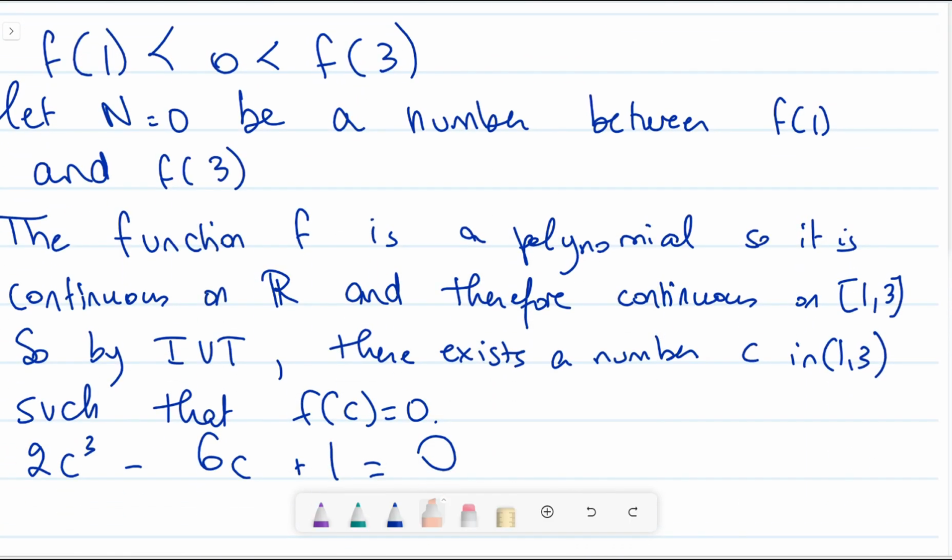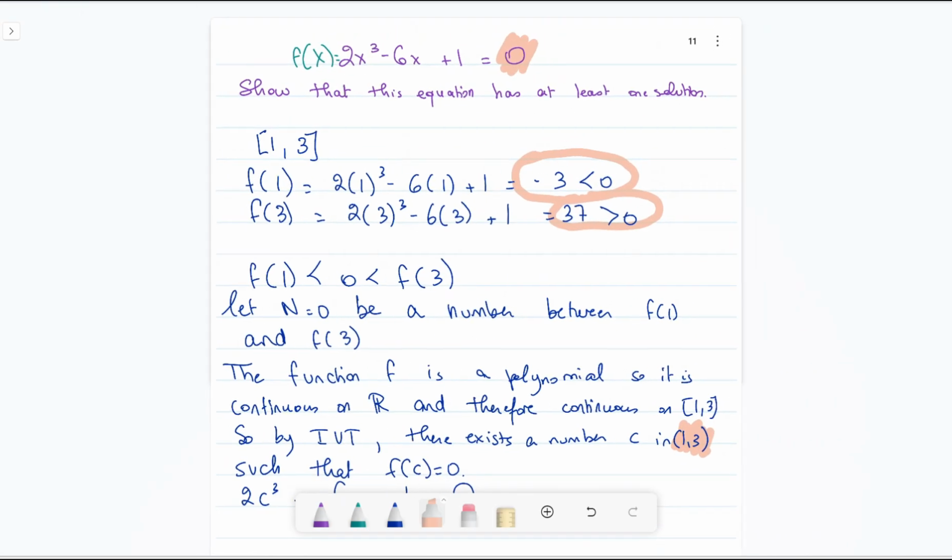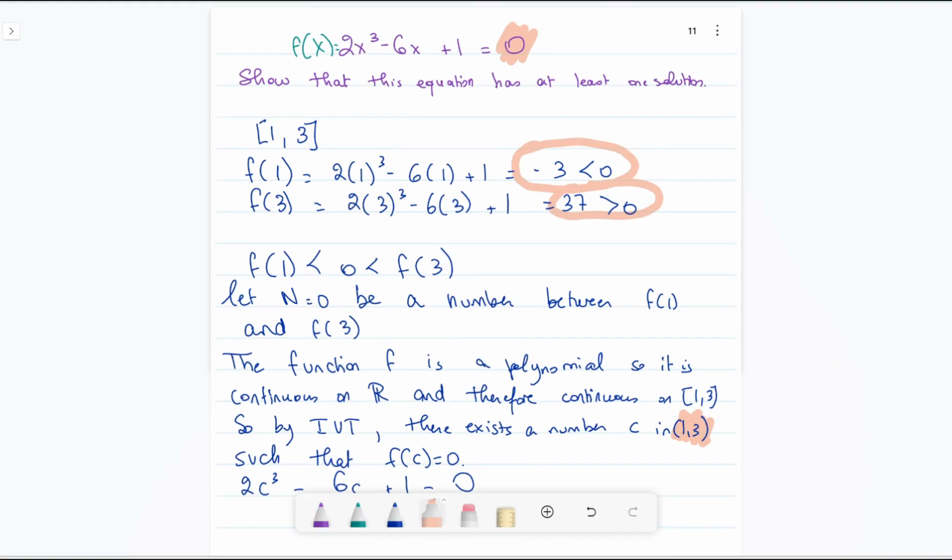So the function f is a polynomial, therefore it is continuous on all real numbers and therefore continuous on this closed interval 1 till 3. So by the intermediate value theorem, there exists a number c in, notice how this is an open interval, 1 till 3, such that f of c equals 0. Then we can plug in c, and we get 2c cubed minus 6c plus 1 equals 0, and therefore this equation has at least one solution.